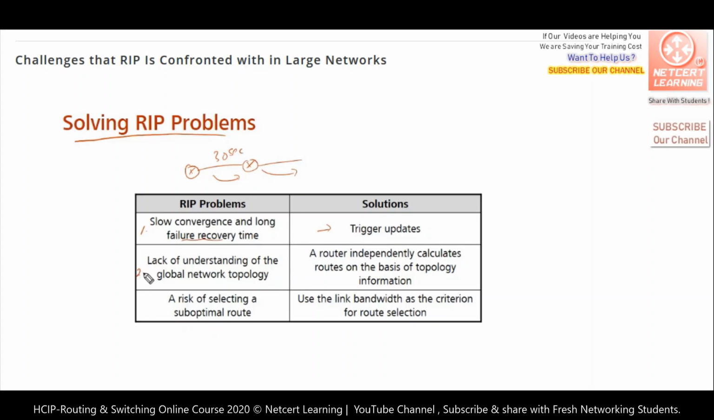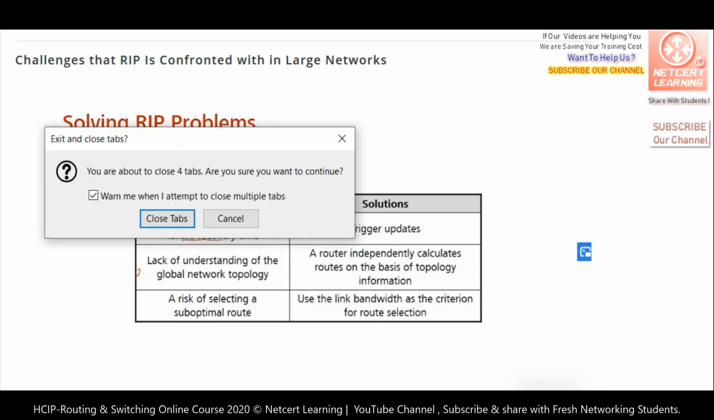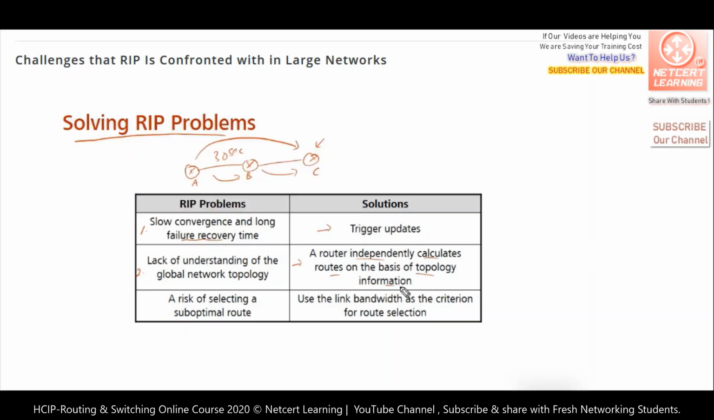The second problem that we have is a lack of understanding of the global network topology. As I mentioned on the earlier slide, router A sent to router B and router B sent to router C. So this is an update by rumors. It would be good if router A sent it directly to router C, and router C is going to have its own algorithm to decide what will be the best way to reach router A. So the solution is that a router independently calculates routes on the basis of topology information.